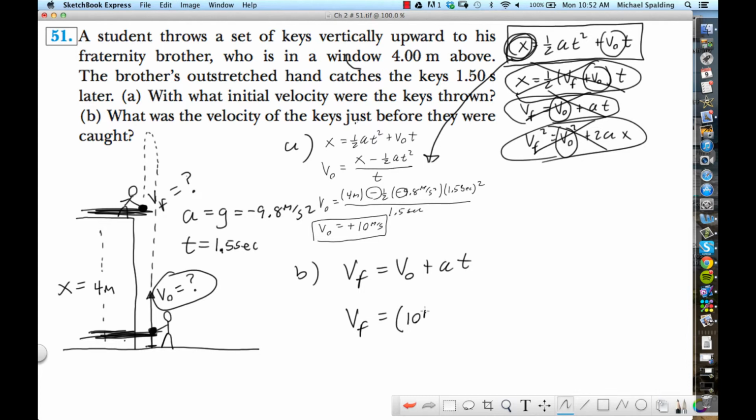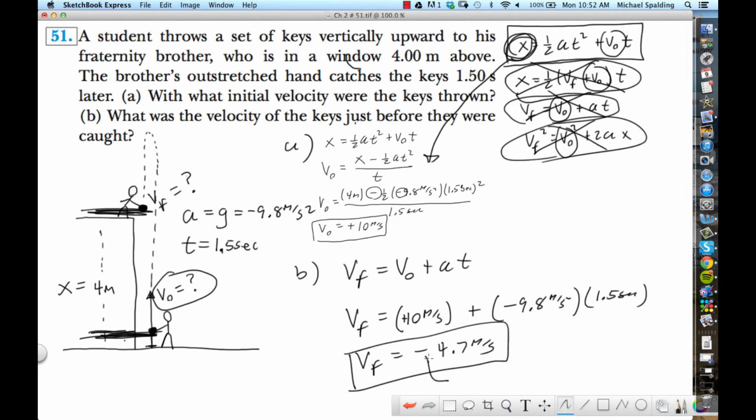V initial is positive 10, plus negative 9.8, and then the time is 1.5. Now, this answer comes out as negative 4.7 meters per second. What is this negative telling us? The keys are on their way down. At t equals 1.5 seconds, the keys are on their way down, which means that they must have gone up and back down. Does that make sense?